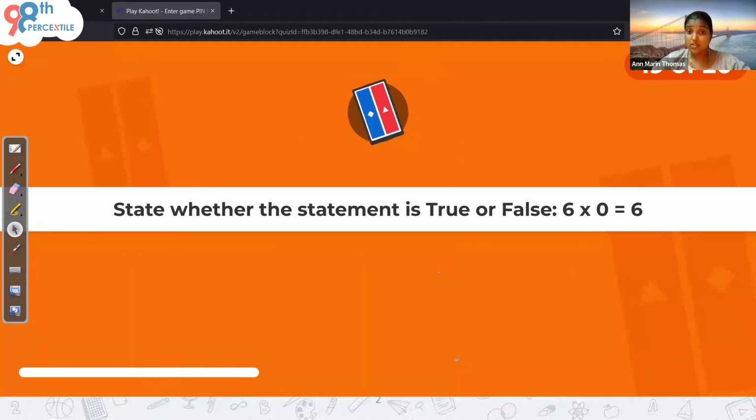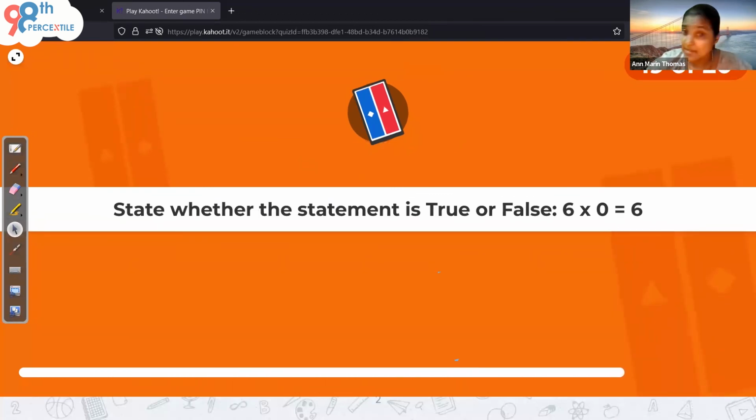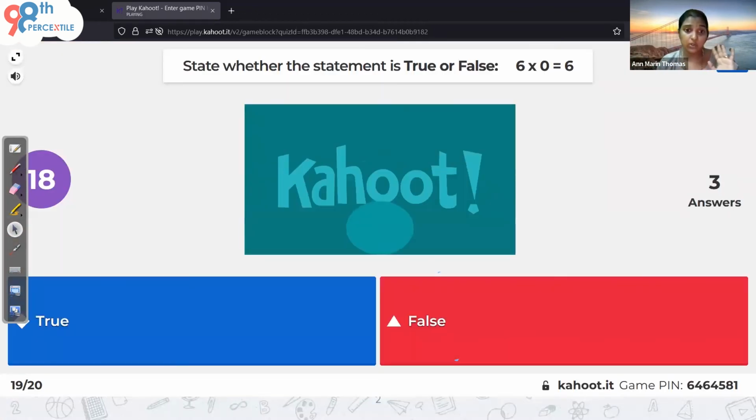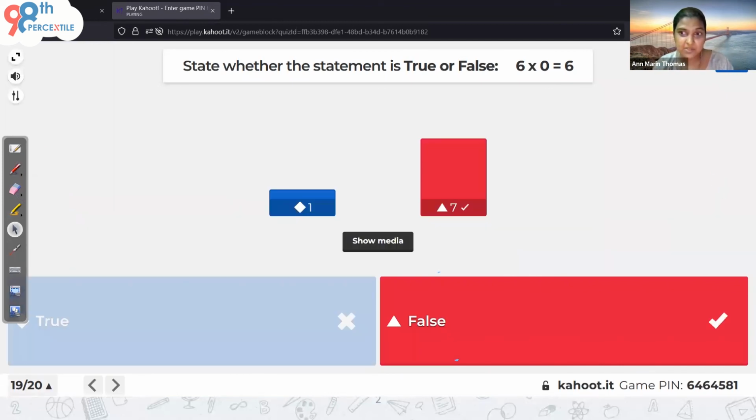Okay, you have to select if it is true or false. State whether the statement is true or false. So click on true or false. Okay, that was quick. Excellent. I can see all of you answered very quickly there.